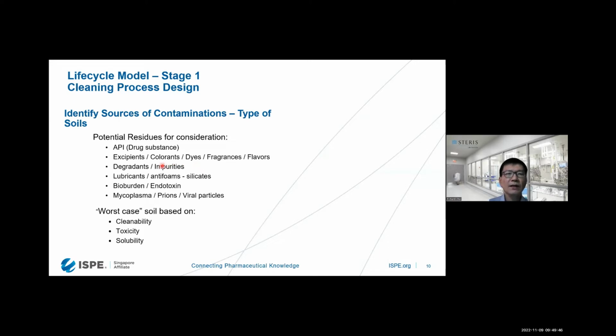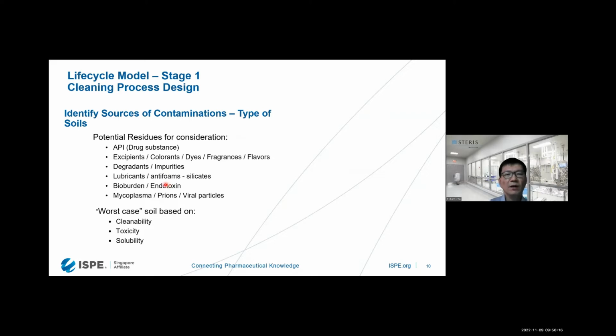For example, some of the excipients in the compacting, dyes, colorants, fragrance, for example, the titanium dioxide or enteric coatings. Those excipients can stick readily to the surface and are not easy to remove. Also you need to take into consideration the degradants, impurities, even the lubricants and antifoams. Some processes, for example, the fermentation process, use antifoams which can be difficult to clean.